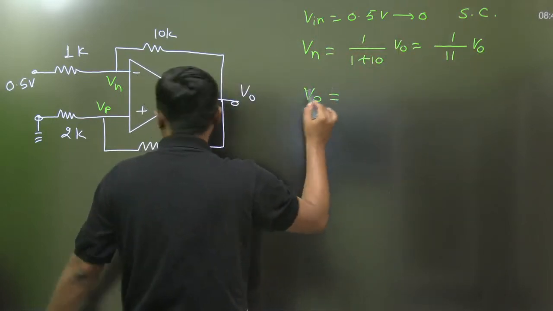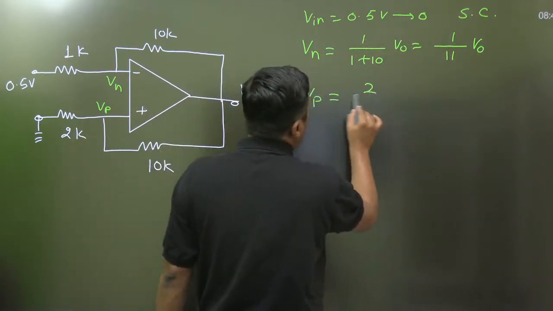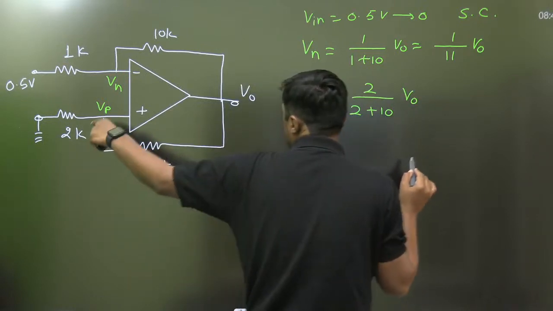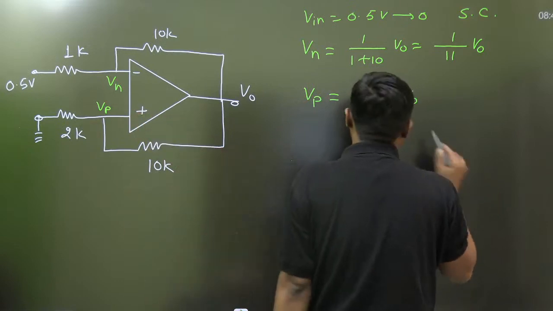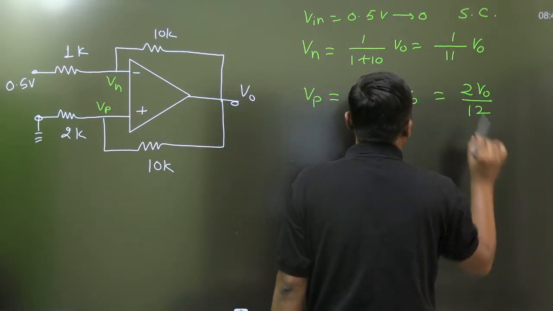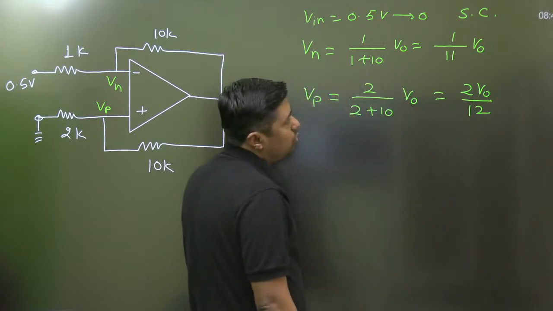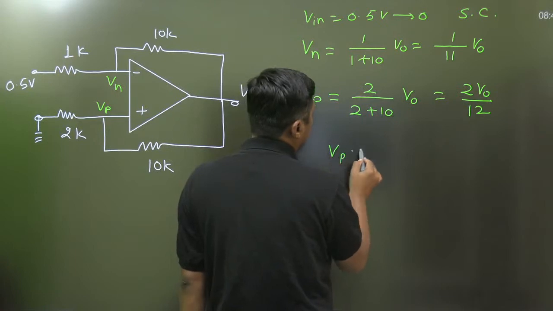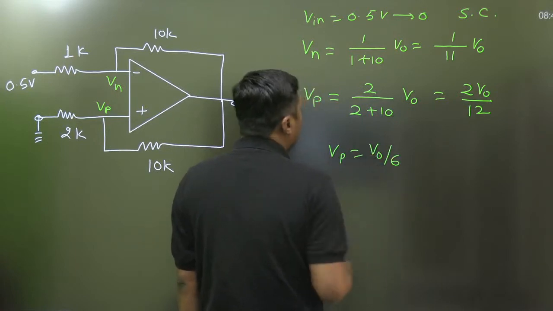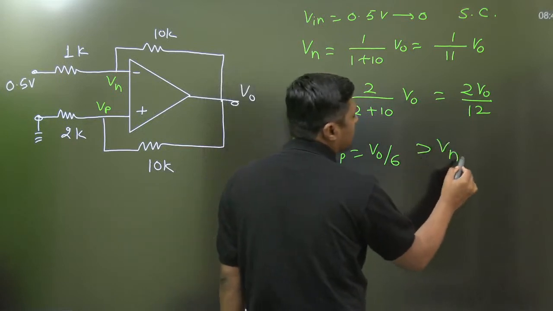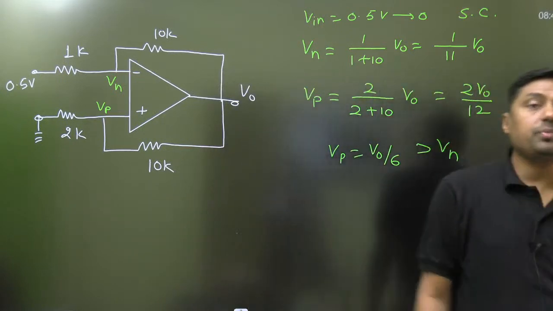Vp is nothing but 2 divided by 2 plus 10 into V naught. Simple voltage division rule, because the current entering the op-amp is 0. That will become 2 V naught by 12, and that is nothing but V naught by 6. Now it is visible that Vn is less than Vp, or Vp is greater than Vn.